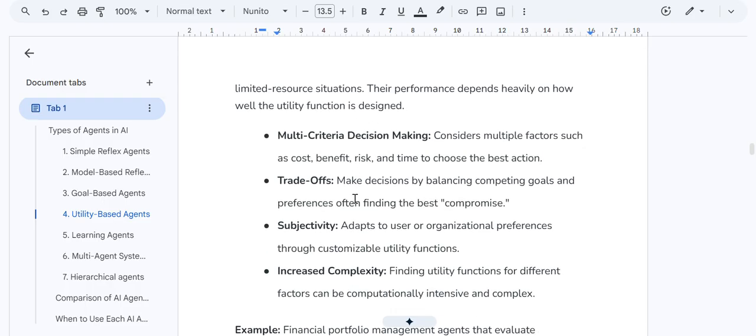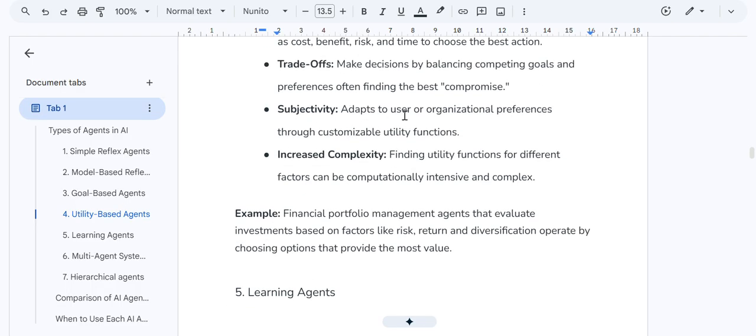So, the multi-criteria decision-making utility model considers multiple factors such as cost, benefits, risk, and time to choose the best action using multiple components. You can do classification, regression, and train the LLM model on these factors to give the best action. Trade-offs: it makes decisions by balancing competing goals and performance, often finding the best compromise.